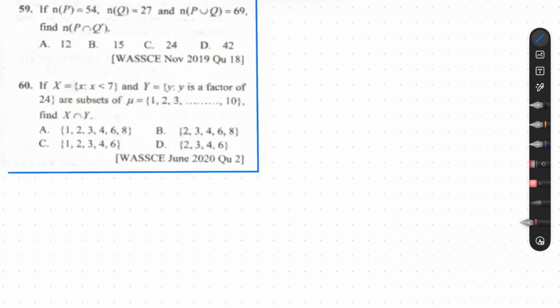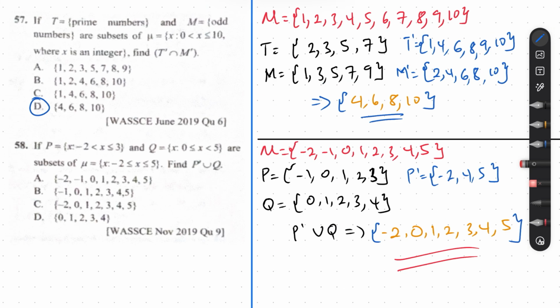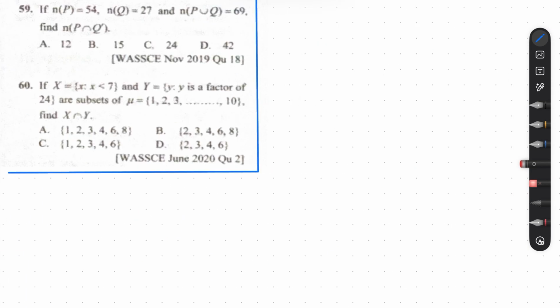Okay, welcome to another session in this series. In this session, we start with question number 59. In the previous session, we ended on question number 58. So let's start with question number 59.